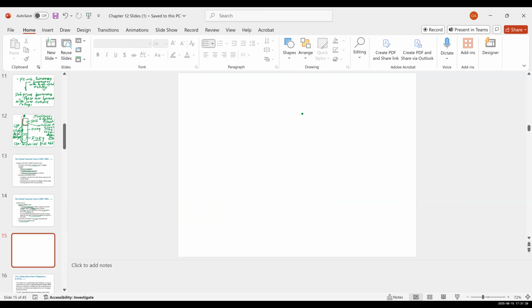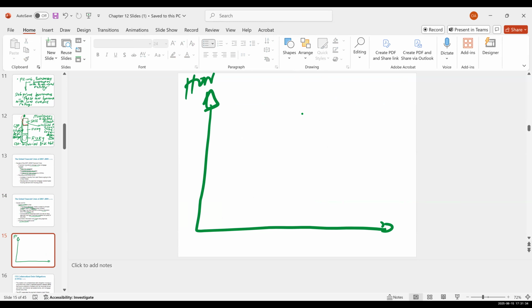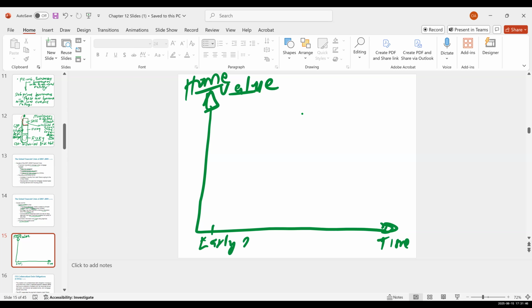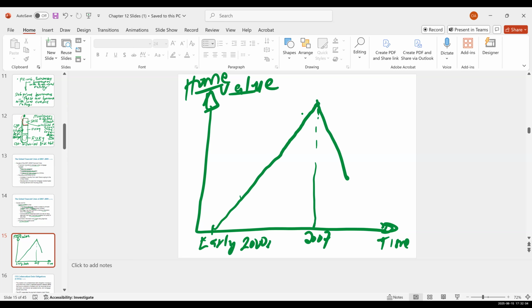So if you look at median home values in the United States versus time, in the early 2000s, like 2001, 2003, home values were rising in America practically forever. But then it reached around 2007. They stopped rising. In fact, they plummeted. So what are we calling this? This unexpected increase in home values is what we call a bubble. But then the bubble burst.